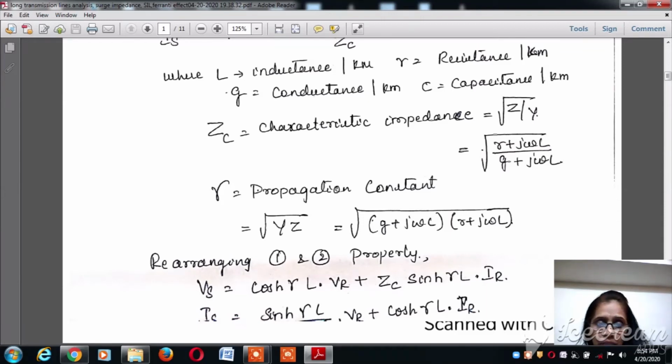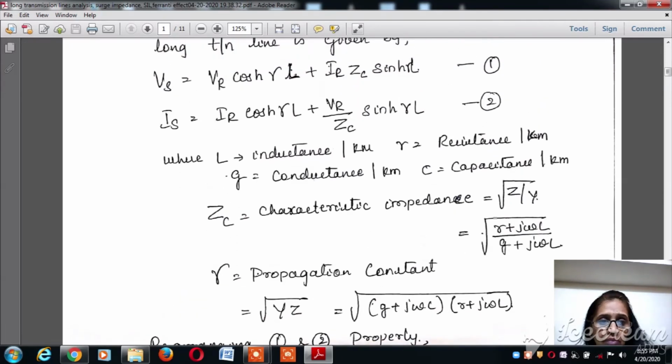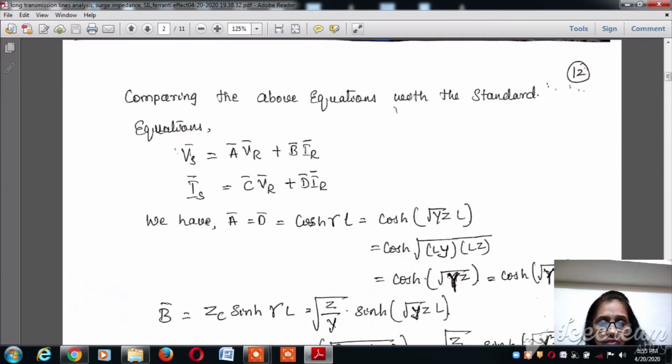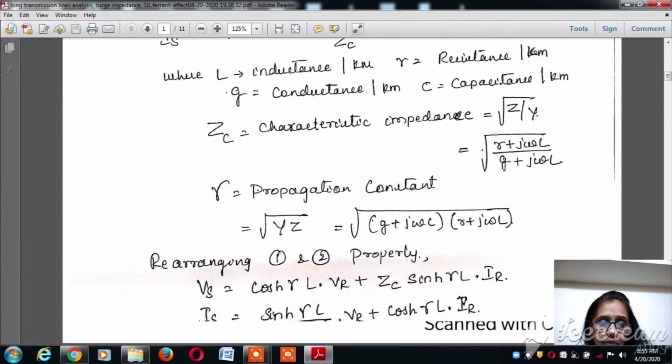If we rearrange equations 1 and 2 properly, then we will be able to understand that Vs is equal to cosh(gamma L) into Vr plus Zc into sinh(gamma L) into Ir, and Is is equal to sinh(gamma L) divided by Zc into Vr plus cosh(gamma L) into Ir.